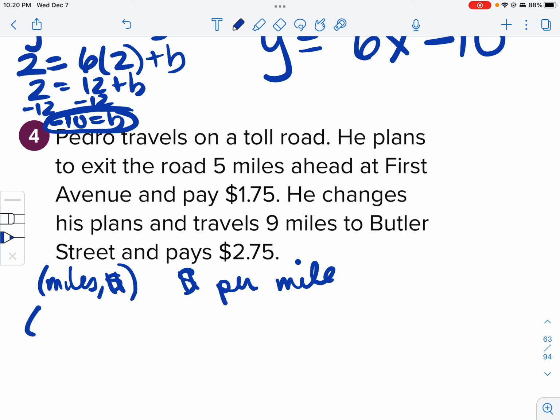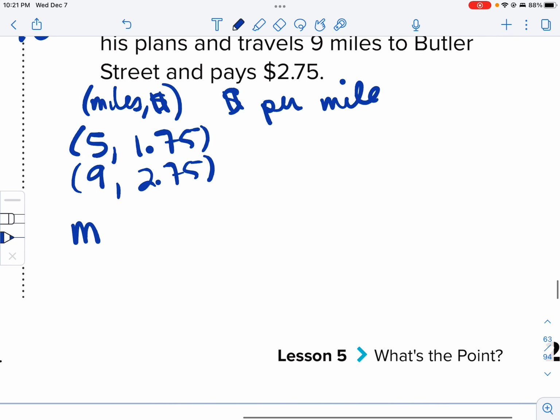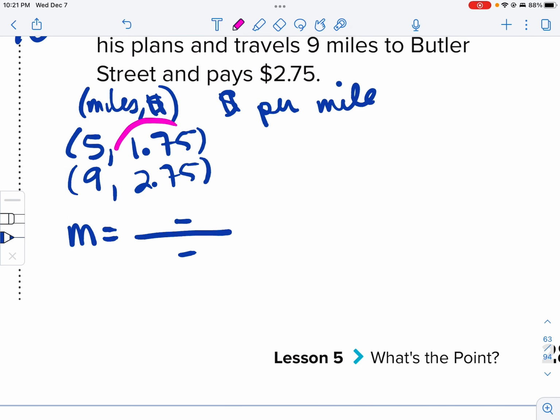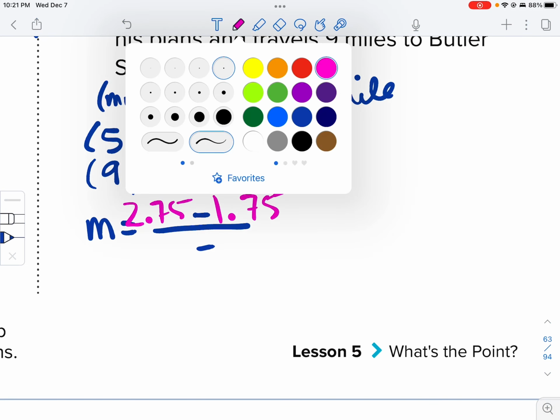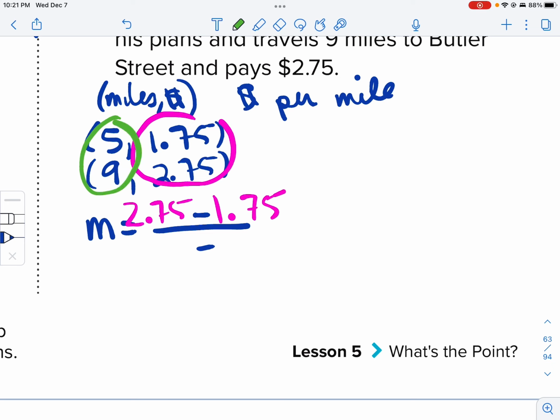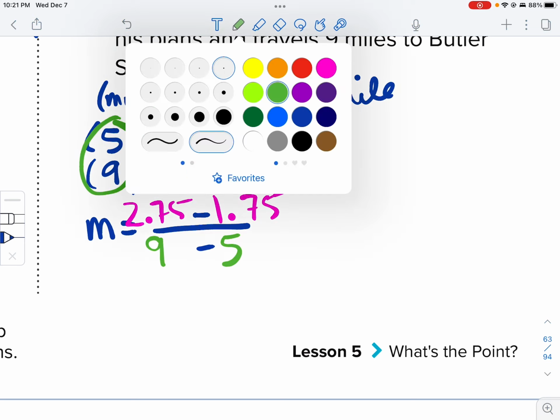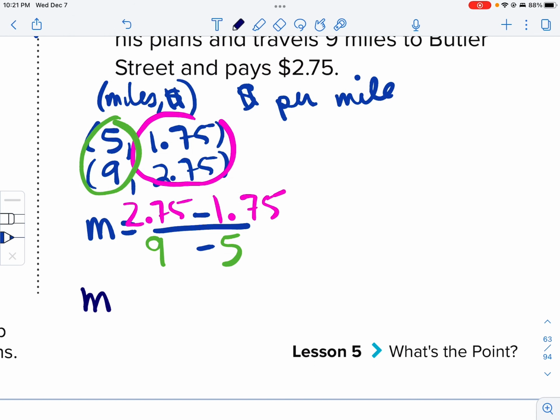So I'm going to put this in. I'm going to say we're at 5 miles. We're at $1.75. We're at 9 miles. We're at $2.75. So I need to find slope. So I'm going to subtract my y values, 2.75 and 1.75. I'm making sure that those are the correct numbers. And then I'm going to subtract here 9 minus 5. And when I do that, I get m equals 1 over 4.